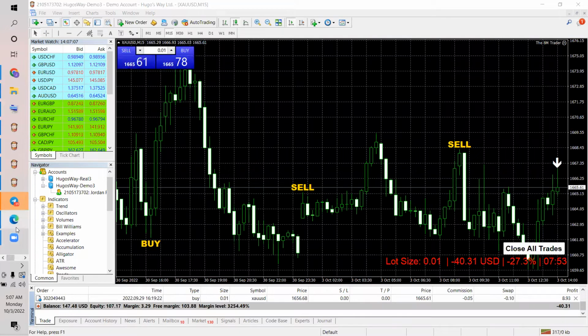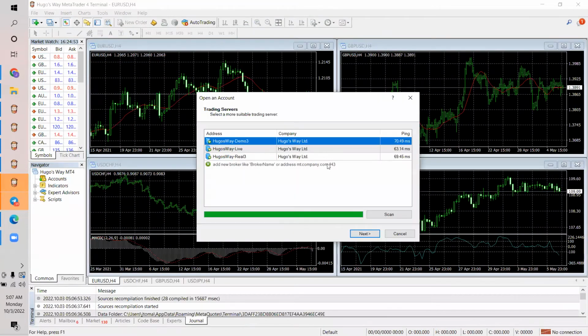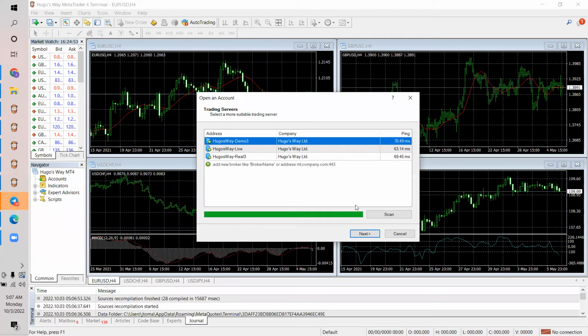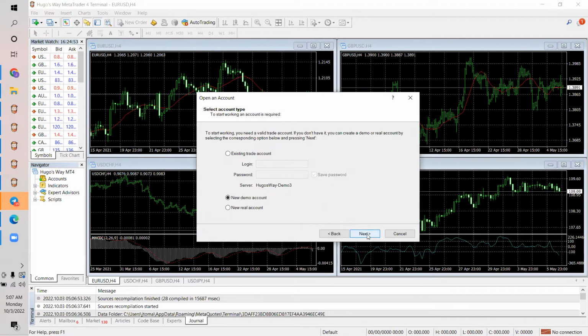So let's do this. It is going to be a little inconvenient that it's all the way over there. Let's close this away. Let's unpin this taskbar. Let's bring that right there. Okay, perfect. And we'll pin you right there. Okay, awesome. Now, what I'm going to do is click on next for Hugo's Way Demo 3.